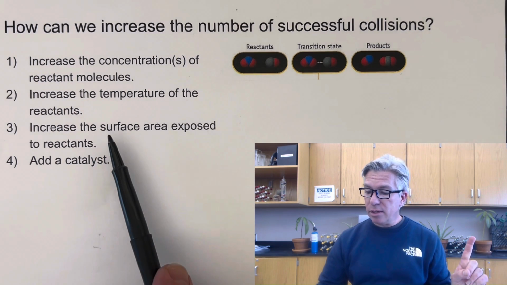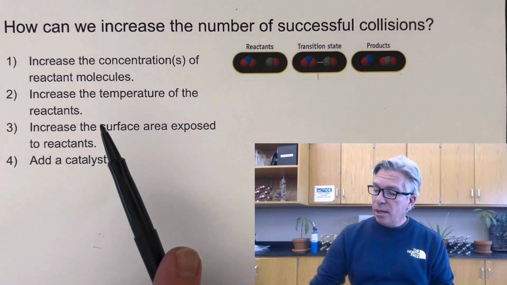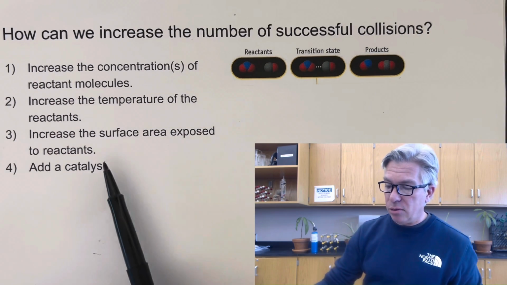I'll skip to 3. You can increase the surface area exposed to the reaction. Just get them in contact with each other, stir them around. You can increase the temperature of reactants, and you can add a catalyst. I want to talk about these 2 and 4.